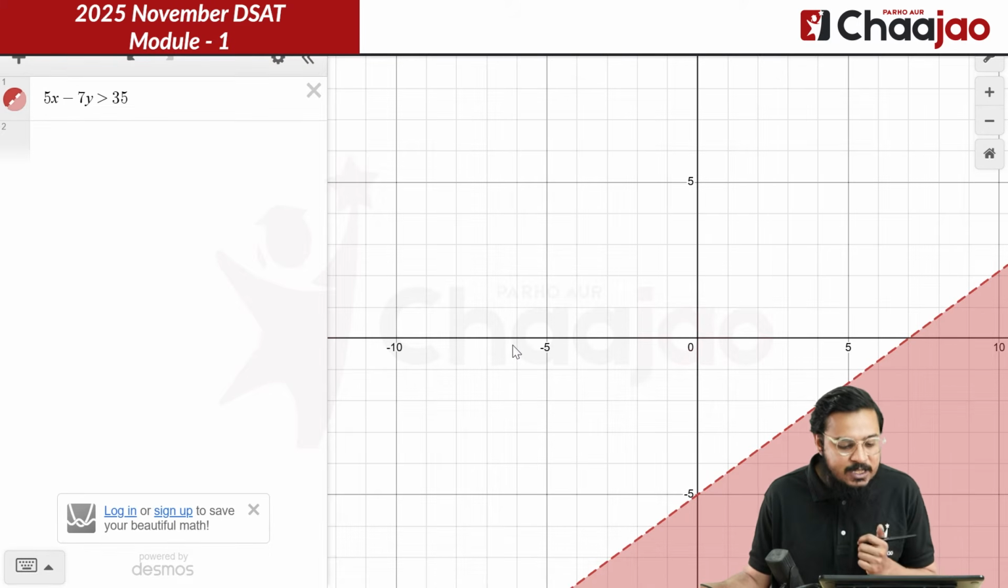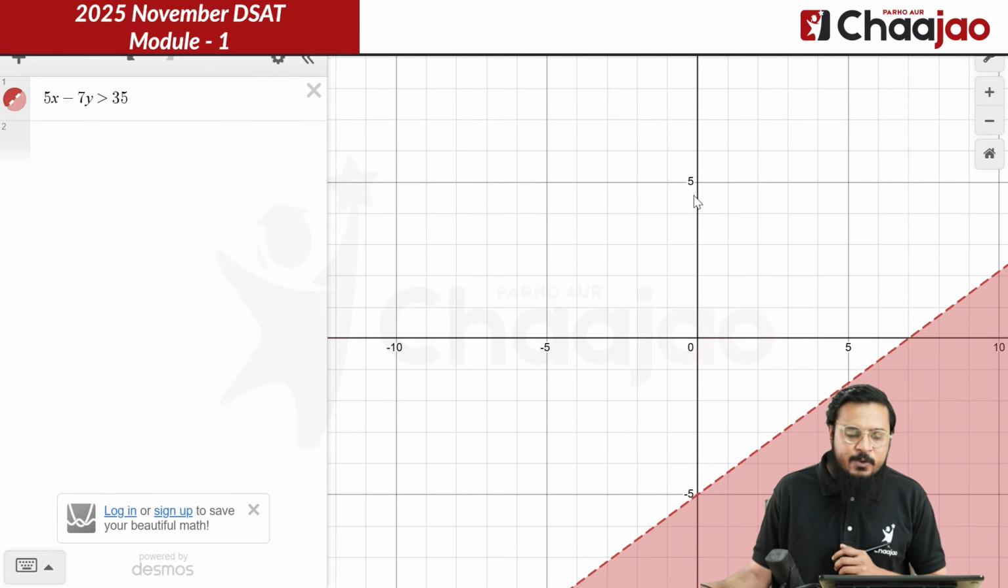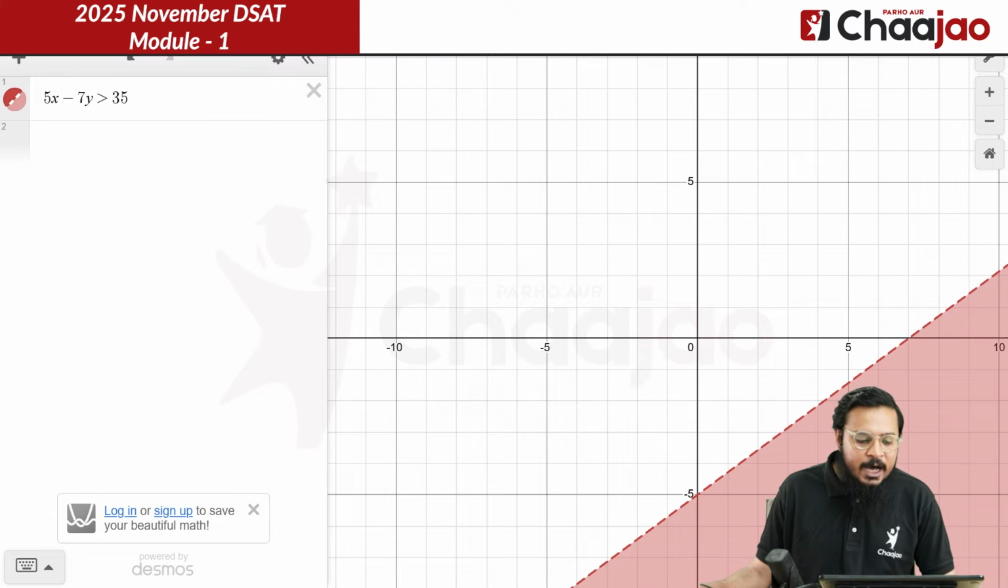It's always less than 0. And the value of y is always positive. So I need to choose any one of the answer options which represents this scenario, where the value of x is less than 0 or negative, and the value of y is greater than 0.